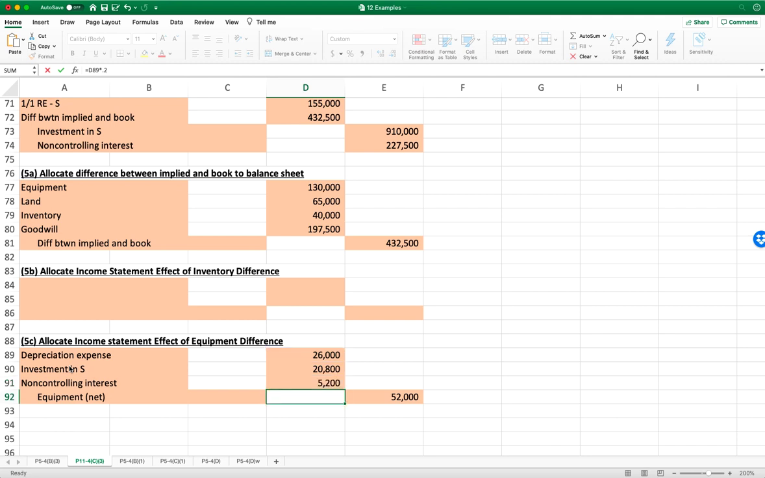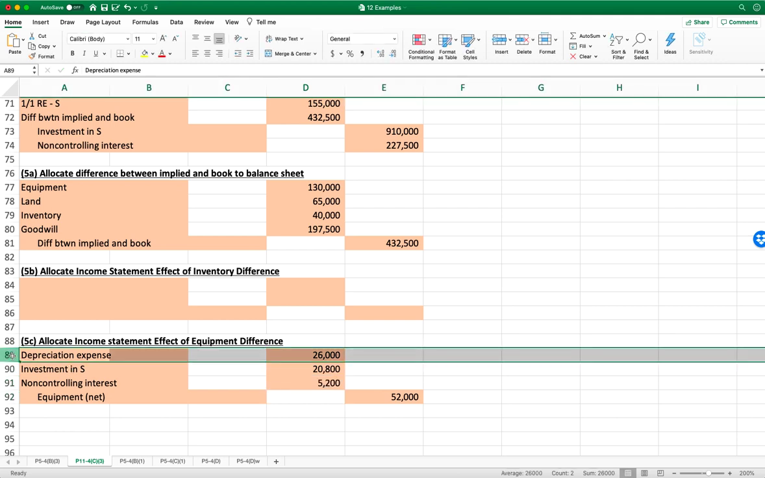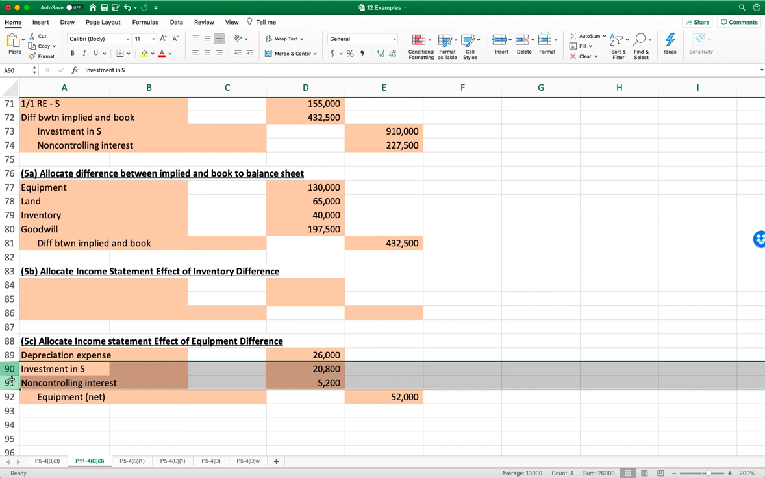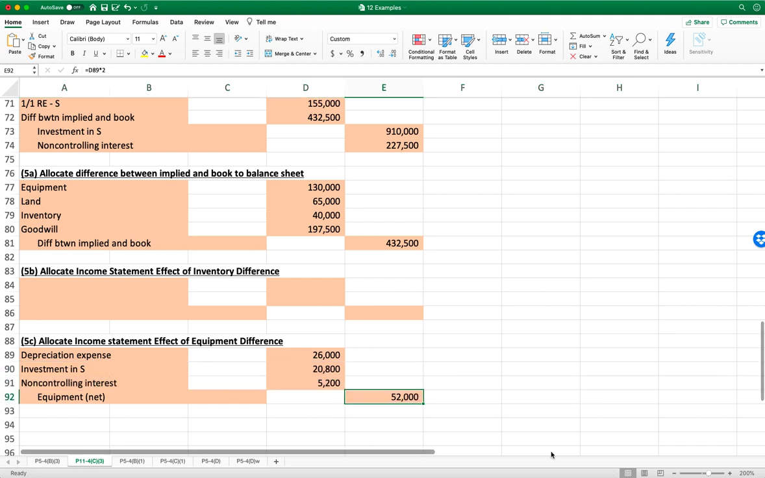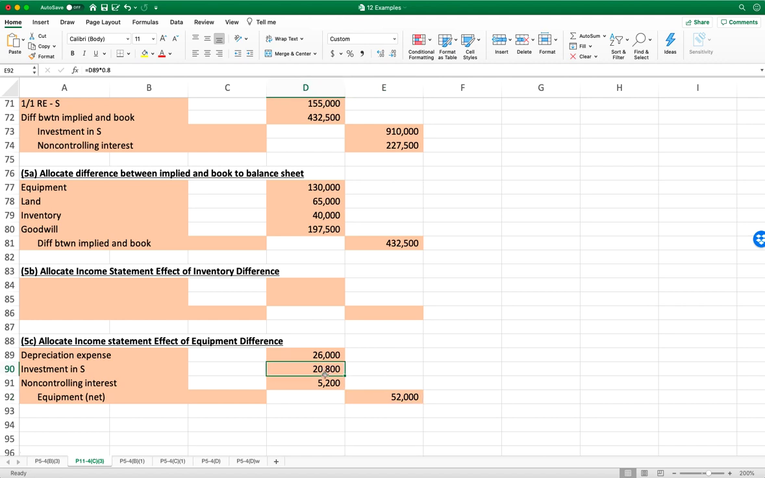So we're going to take 1 year's worth of depreciation expense times 80% and 1 year's worth times 20%. Now, next year, this amount will be the same because we want 1 year's worth on our income statement, but these two numbers will double because we will now have 2 years in the past. Once we get to year 6 and this is fully depreciated, this amount will be $130,000 and it will be split entirely between investment in S and non-controlling interest at an 80-20 split.